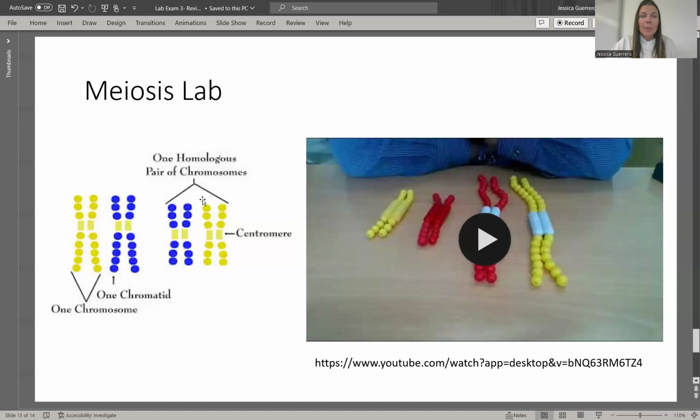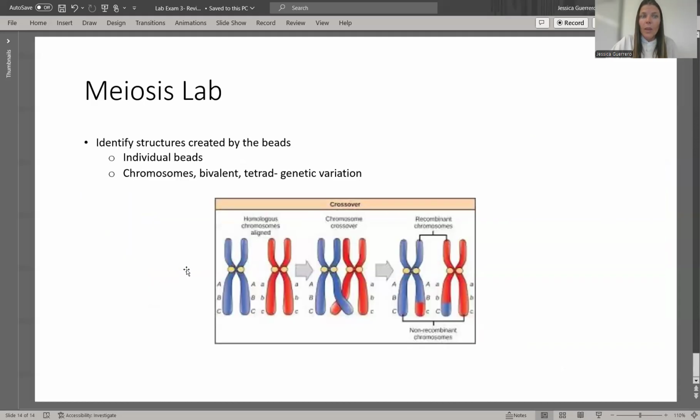You also need to be able to label these pop beads, what they represent, and what the individual beads stand for, and it tells you that in your lab manual. Also be able to identify a chromatid, sister chromatids, homologous chromosomes, a bivalent, a tetrad, and know what leads to genetic variation, okay? I hope I covered everything.